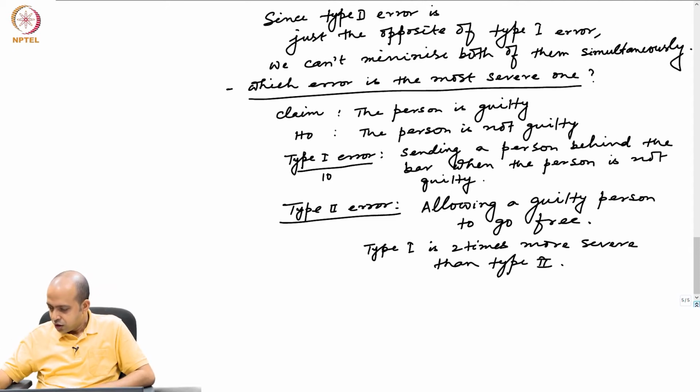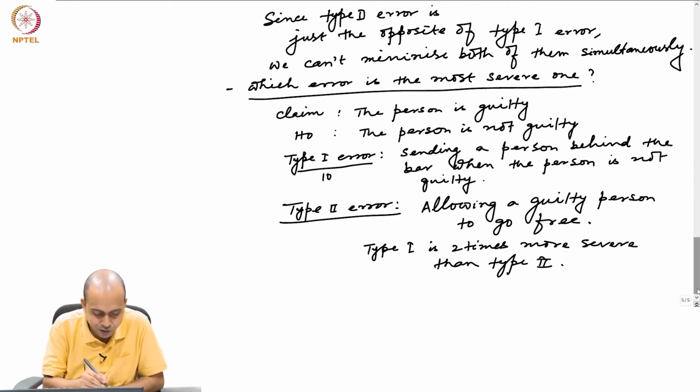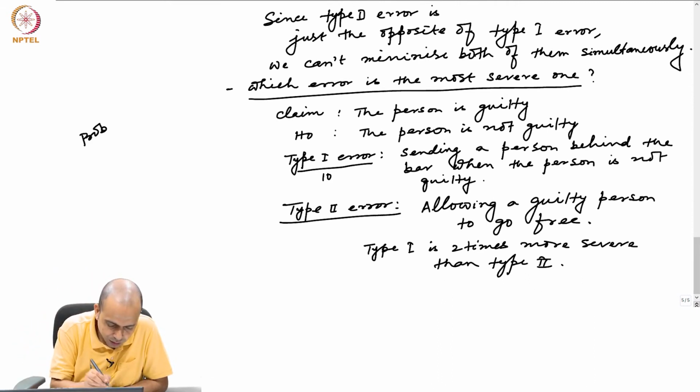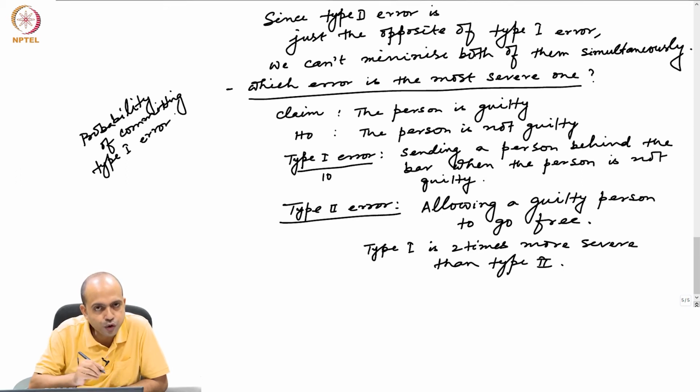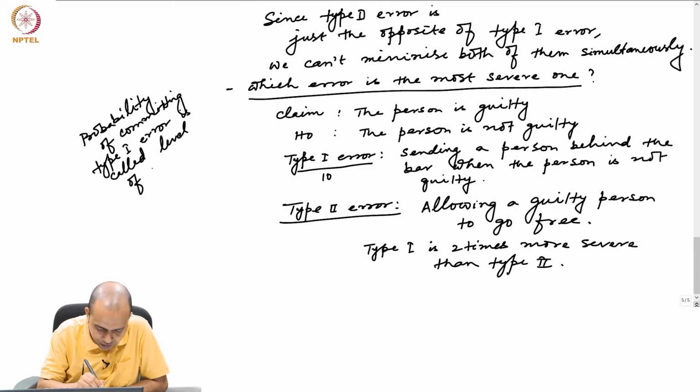That means the probability of committing type 1 error is called the level of significance.